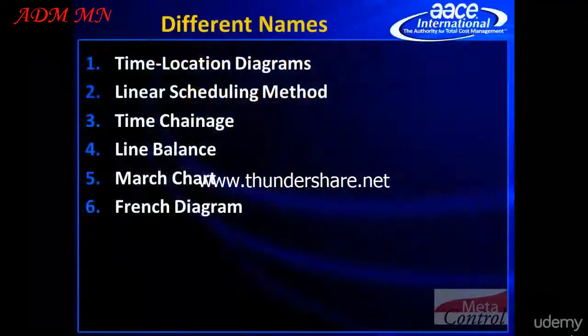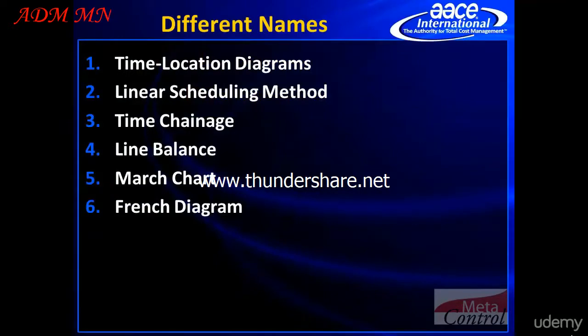They are known under several different names all over the world. For instance, we have time-location diagrams, of course, linear scheduling method or LSM, time chainage, line balance, a term that comes from manufacturing in factories, Mars chart, French diagram. I cannot assure you that French people invented this. All these names mean the same. In our course, we will always use the terms time-location or time-distance diagrams, because they are the most popular, the most used, and because that is how the provider of Tilos named it.